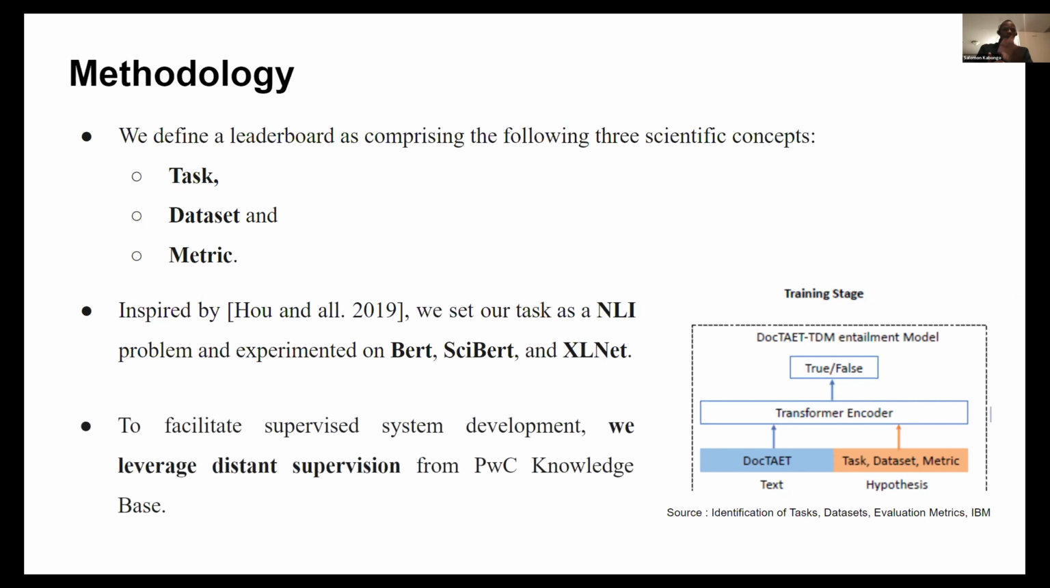One natural question that may arise now is how do you get the ground truth task, dataset, metric information, because we are using a supervised learning approach. We need ground truth in order to train this system. Yes, we use a kind of distant supervision from the Papers with Code knowledge base. This platform updates information daily in JSON form that contains this kind of information, and we use that as a signal to train our model.